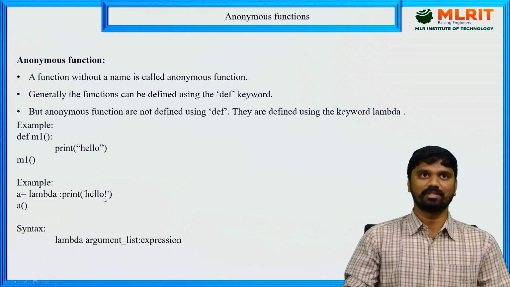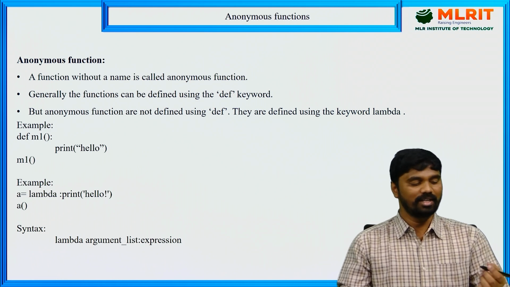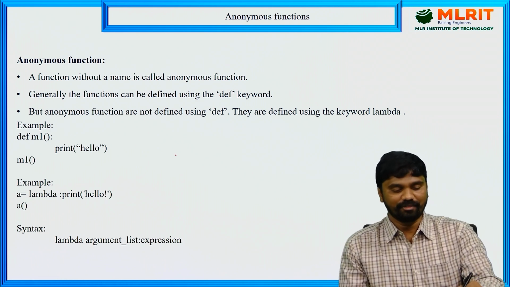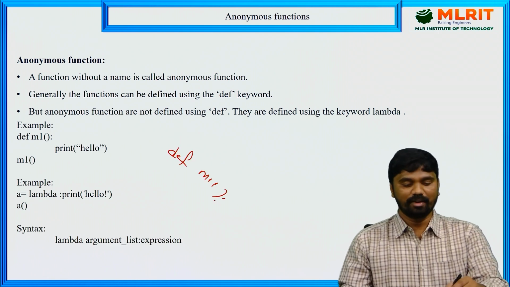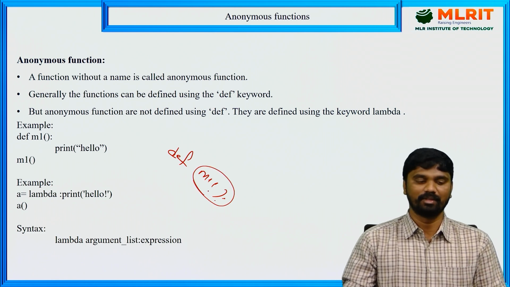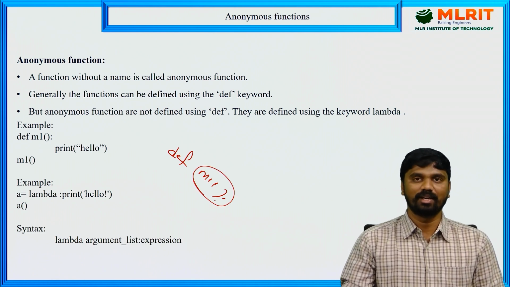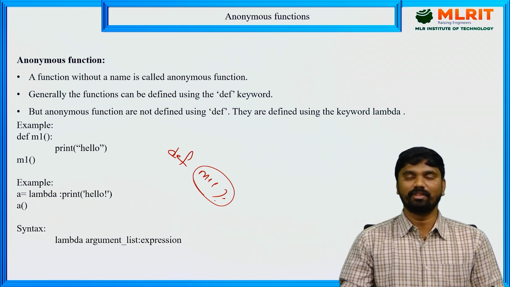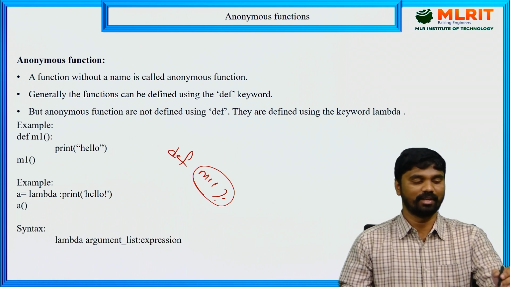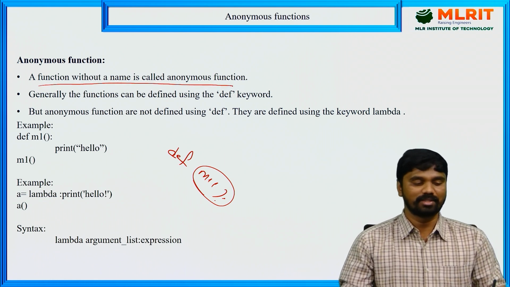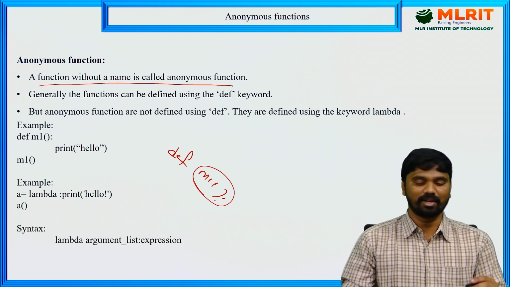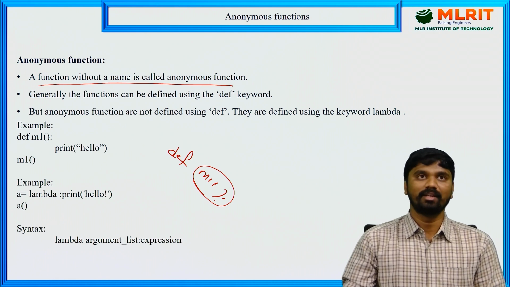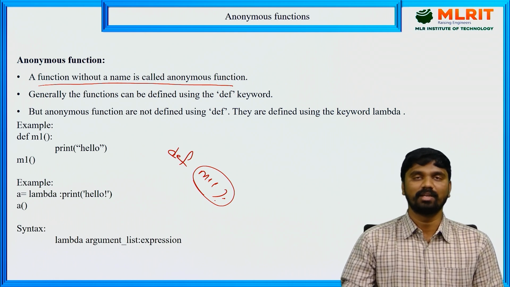Anonymous means unknown. Generally we define functions by using the def keyword. For example, here the function name is m1. But an anonymous function is nothing but a function without a name. A function defined without a name is called an anonymous function.